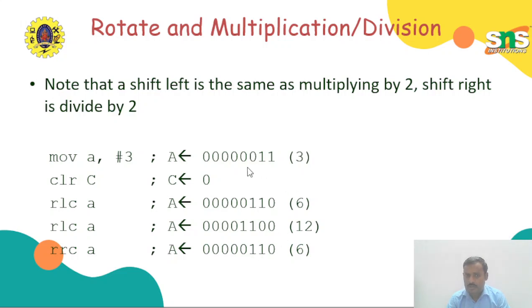So this 0 goes to the carry flag. Now the data is 4 zeros, 0, 0, 1, 1, 0, which will be 6. That is 12 divided by 2, which is equal to 6. If you perform another rotate right shift, this 6 is divided by 2 and the data becomes 3. So not only 3, if you take any data, if you perform a left shift, it will be equal to multiplying by 2. If you perform a right shift, it is equal to dividing by 2.